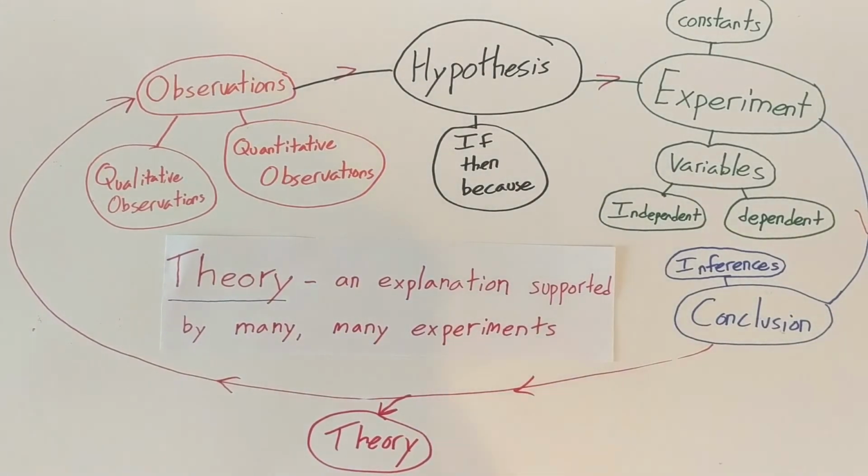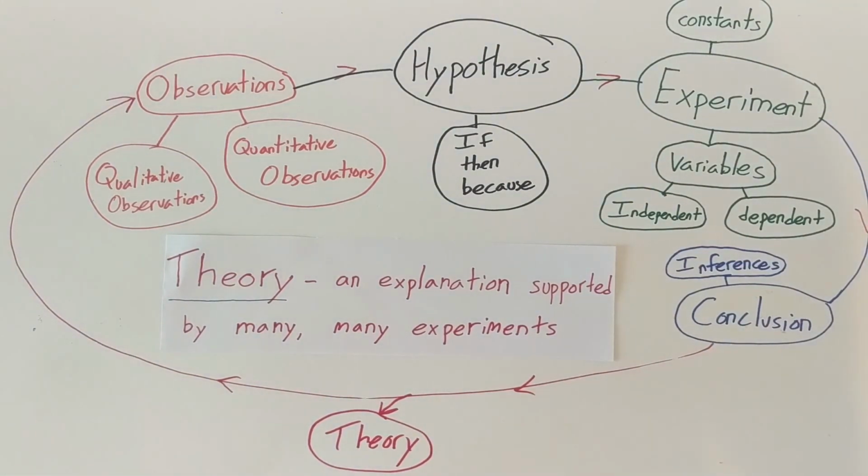That doesn't mean that a theory is a fact. You can't necessarily prove a theory. It just means that after testing it many, many times, it's never been disproved. And you could shape theories and change theories depending on different conclusions that you get. But the theory that is molded by those experiments is just an explanation that's supported by all of them.